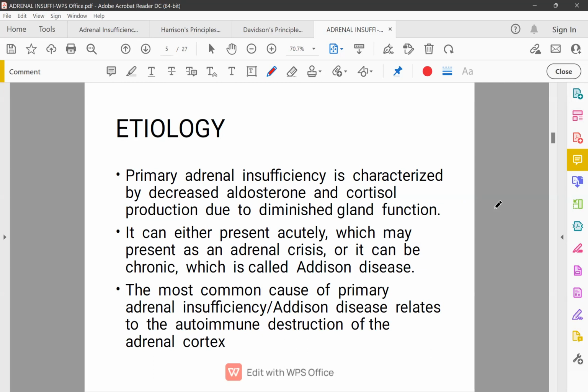So Addison's disease is an autoimmune disease, just like type 1 diabetes, rheumatoid arthritis, SLE, lupus nephritis. Like that, Addison's disease is an autoimmune destruction of the adrenal cortex. There is loss of function of both the mineralocorticoid and the glucocorticoid. In the acute form, it is called acute adrenal crisis. In the chronic form, it is called Addison's disease.